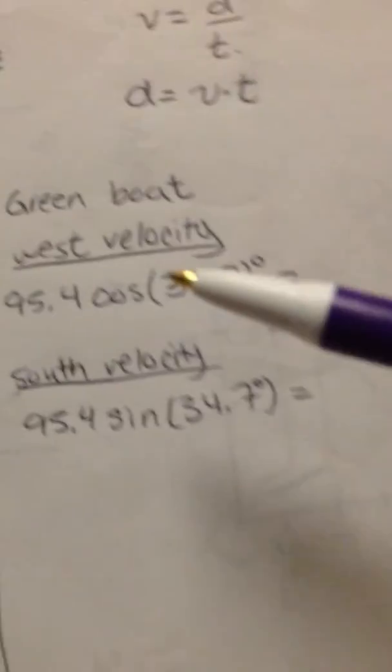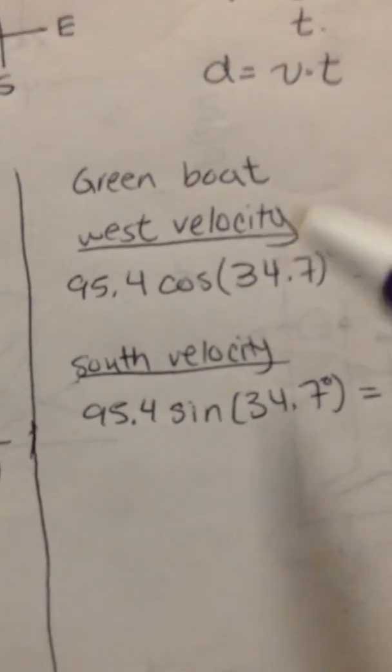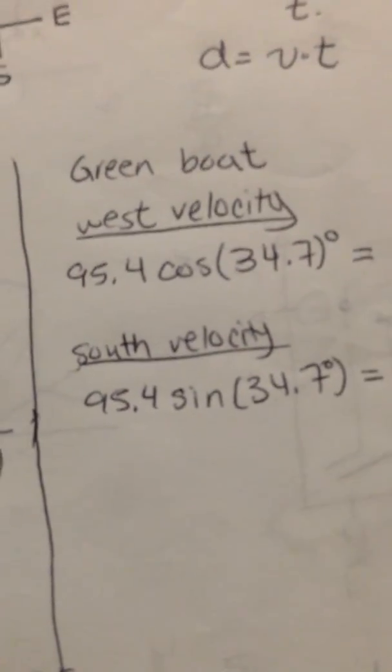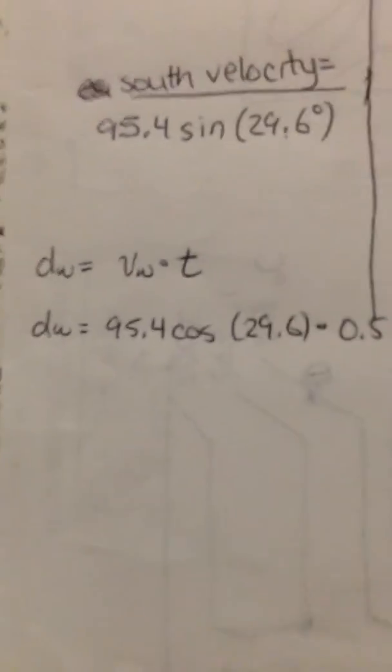You'll get the answer for both of them. You could do the same thing with the green boat and get both of its velocities. Just the theta is different, so it's going to be traveling at a different speed altogether.